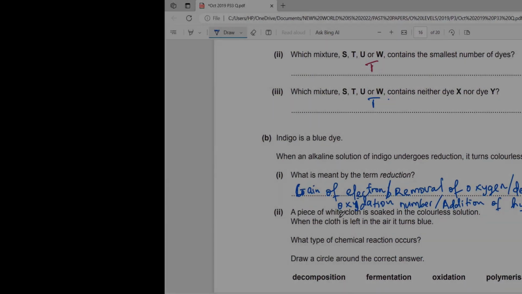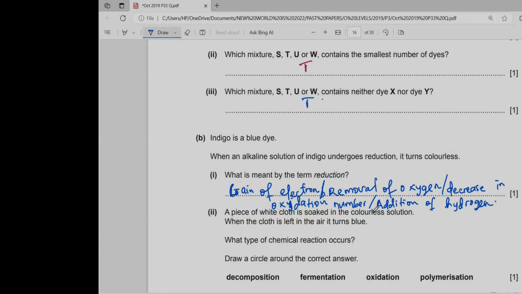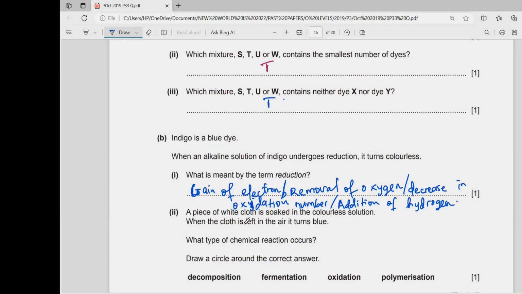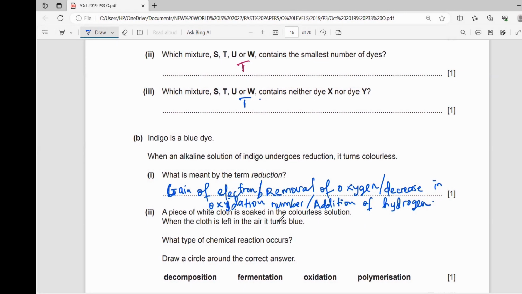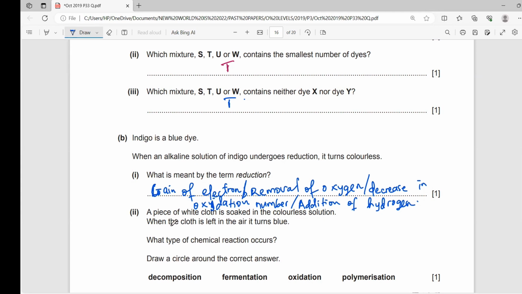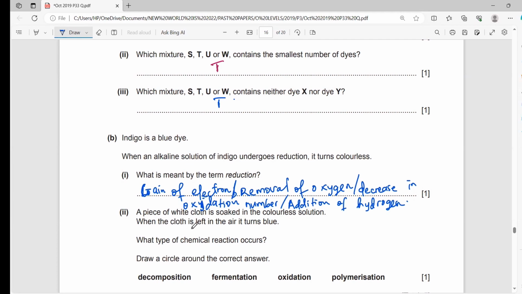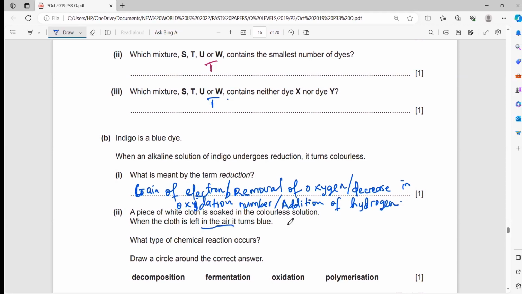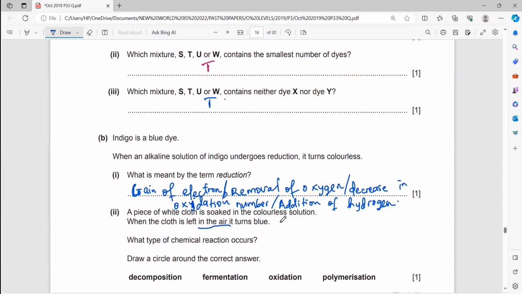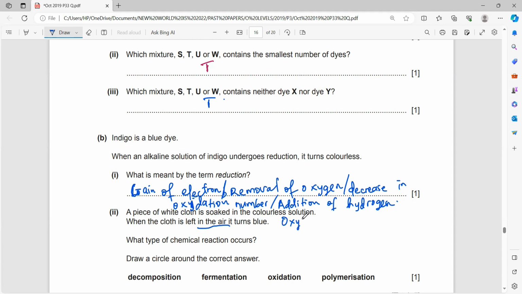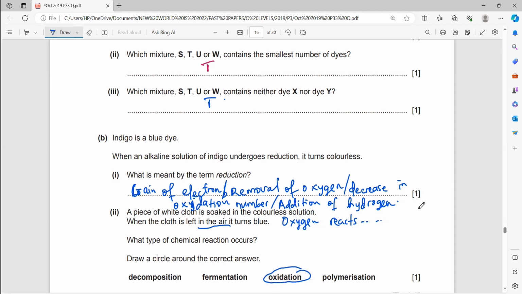And you have a piece of white cloth soaked in a colorless solution. When the cloth is left in the air, it turns blue. So what's happening here? It's exposed to air. And air is a mixture of gases, particularly oxygen, right? So oxygen must have reacted. Oxygen reacts with that stuff, and that should be your oxidation.